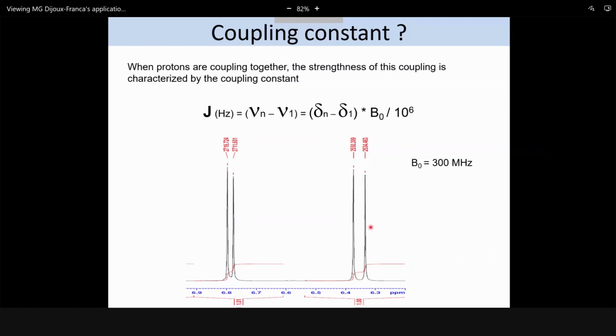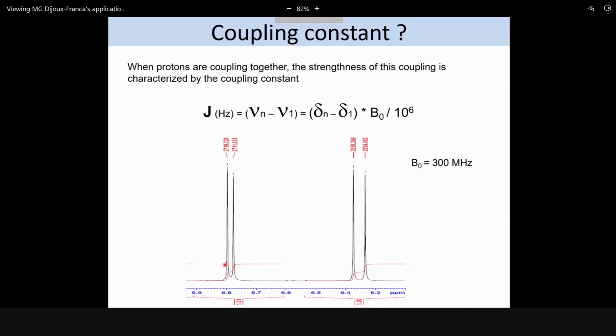So how to use now the coupling constant? That means the distance between the lines in one signal. You see that this one is bigger than in this signal. So what does it mean? And how to calculate precisely the value of the coupling constant? Remember, the scale here is the first scale in hertz, in frequency. That's why we call it frequency of resonance.